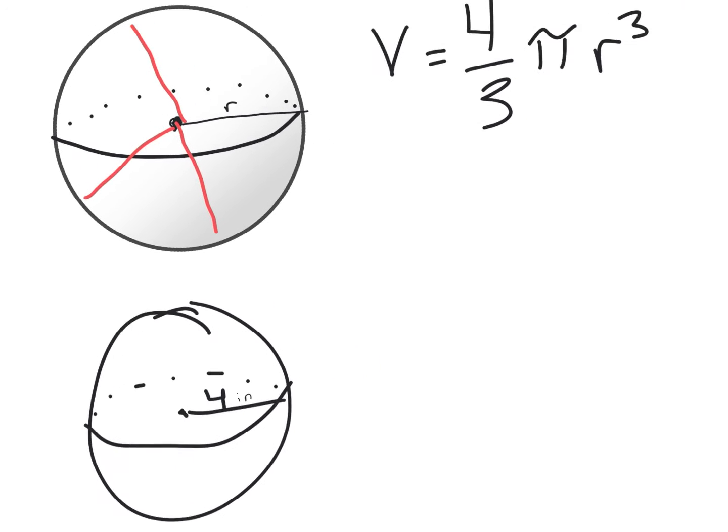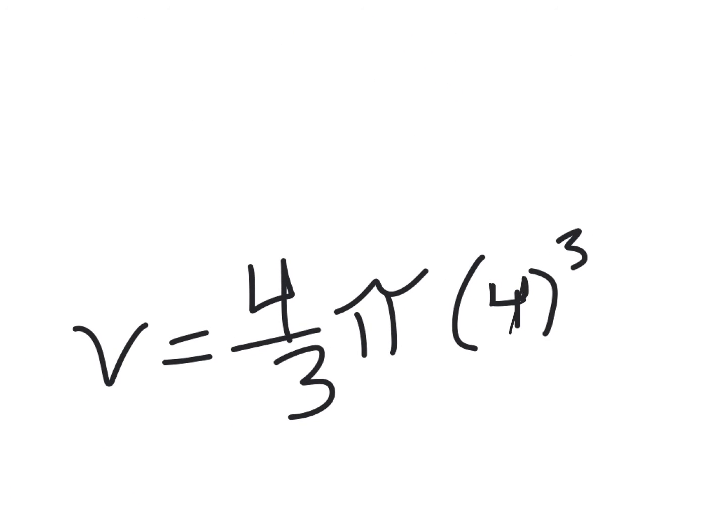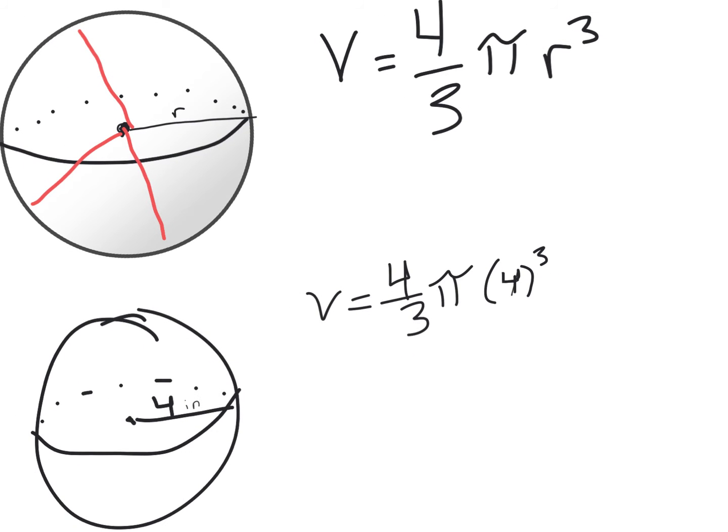Well, using this formula, we're just going to plug in 4 for the radius. So I have volume is equal to 4/3 times pi times the radius 4 cubed. Now, what cubed means is that we're taking that base 4 and we're multiplying it by itself 3 times. So 4 times 4 times 4. Well, that's where we're going to start as we calculate this. 4 times 4 times 4 is 64, right? 4 times 4 is 16, 16 times 4 is 64.